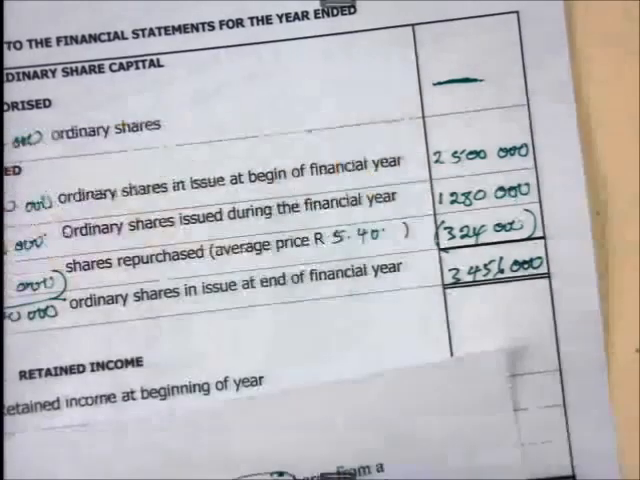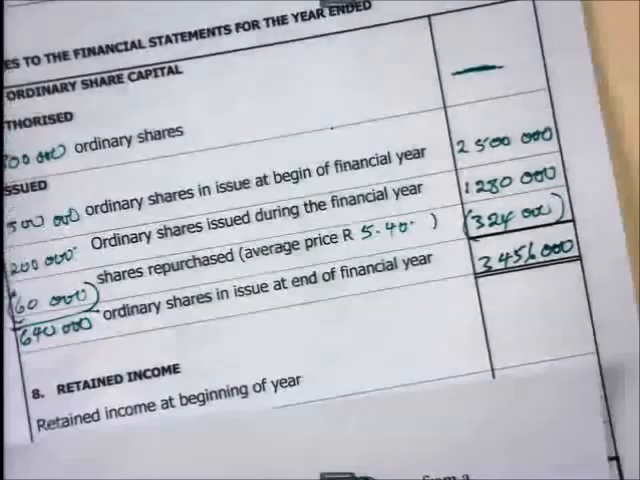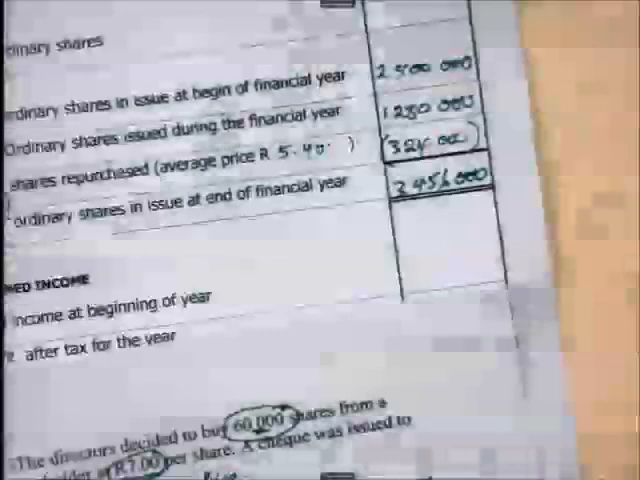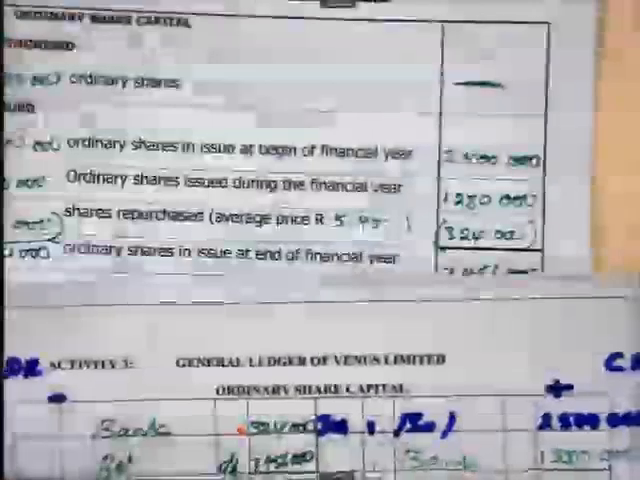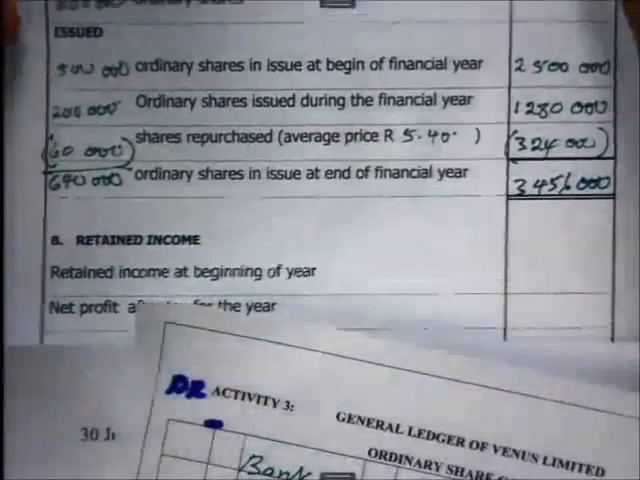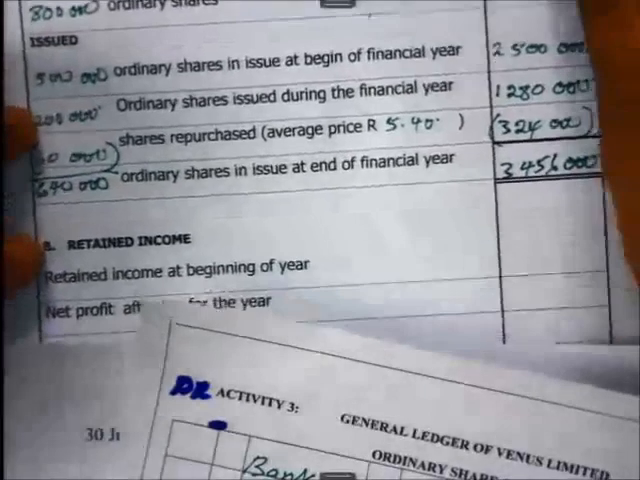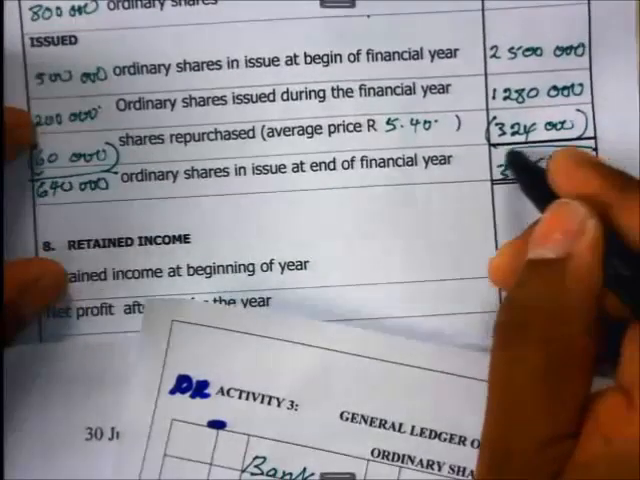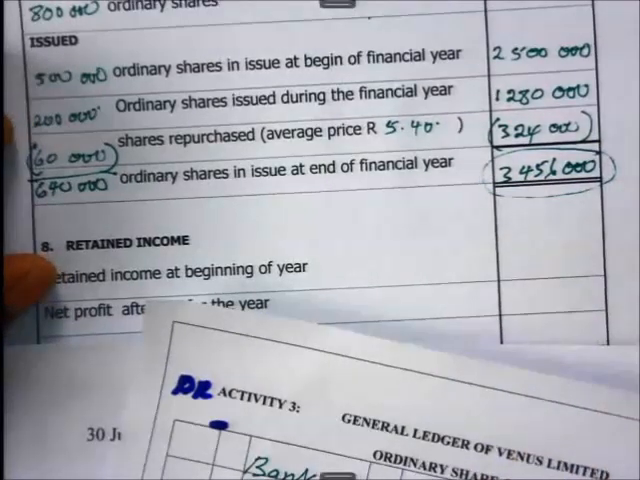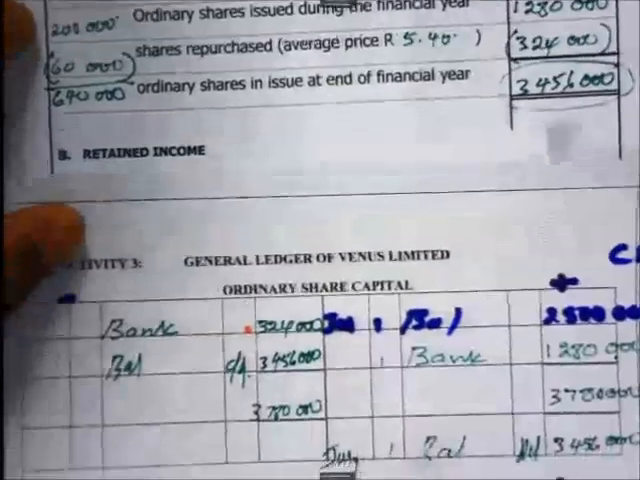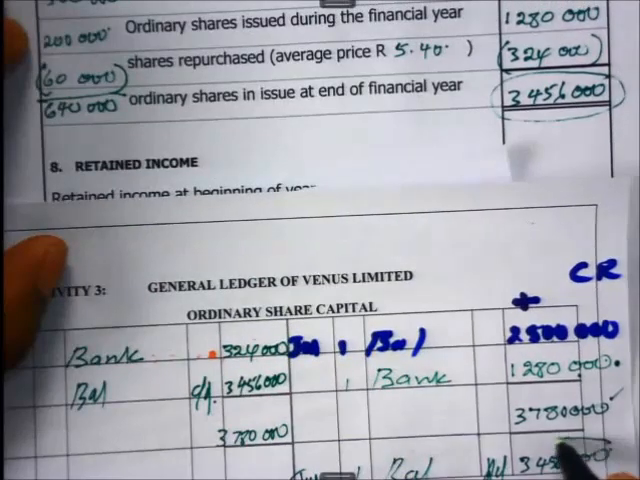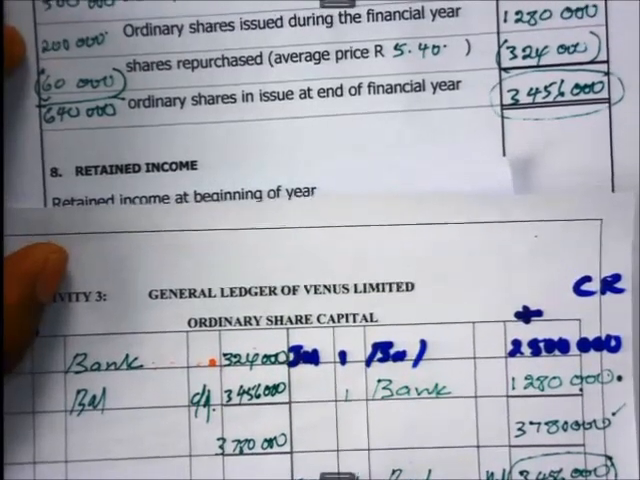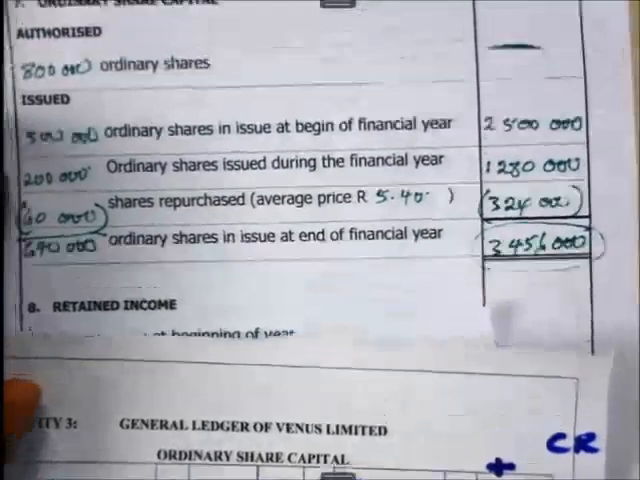3,456,000. Now, I want us to compare this with our ordinary share capital account. Now, when you look at that note, there you have your ordinary share capital. You see that your closing balance is 3,456,000, and then you look at your share capital account. Your closing balance is also 3,456,000. Actually, what does it mean?